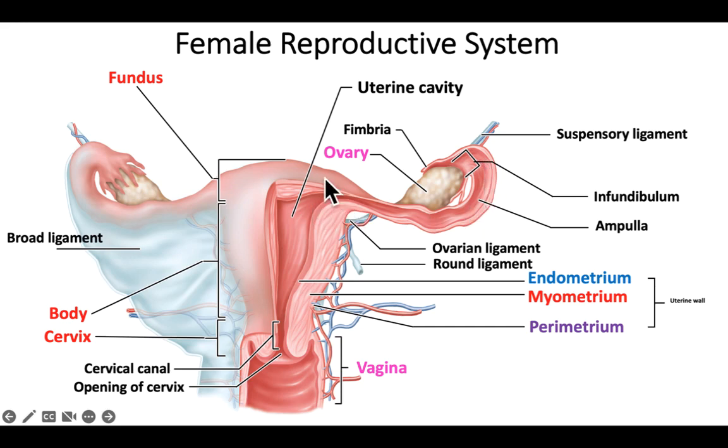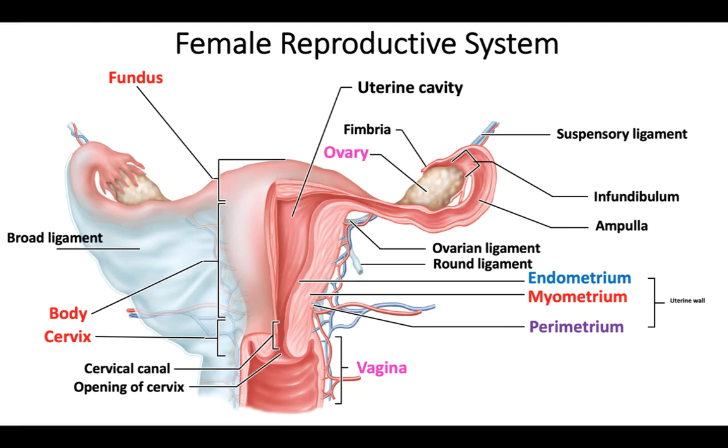You'll notice that the uterus has three important layers to it. The outer layer being the perimetrium. The muscle layer, smooth muscle layer, is the myometrium, which is going to respond to a couple hormones. And then the inner lining is known as the endometrium. And that endometrium is going to be changing quite a bit during the female reproductive cycle.